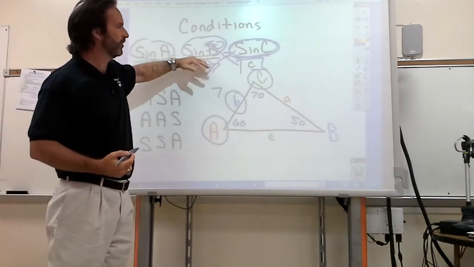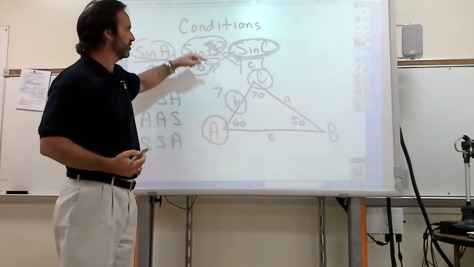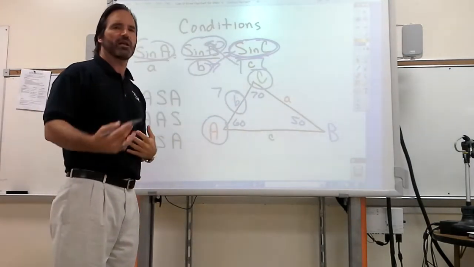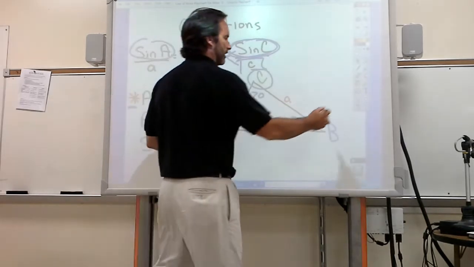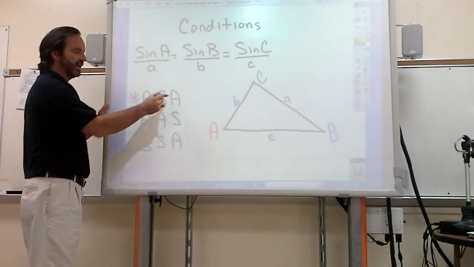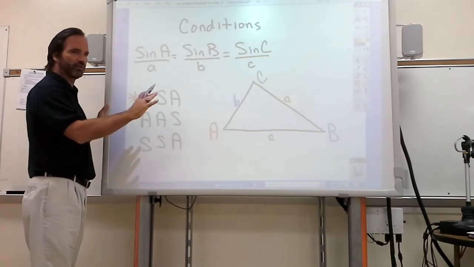If I wanted, I could flip this and get c in the numerator. Do b over sine of B equals c over sine of C, and now I have one less step. Okay? Let's talk about the next set of conditions. So we've got angle, side, angle. That's where we have to probably figure out the third angle.